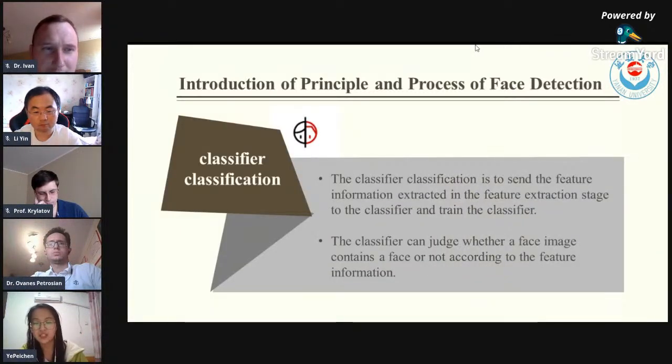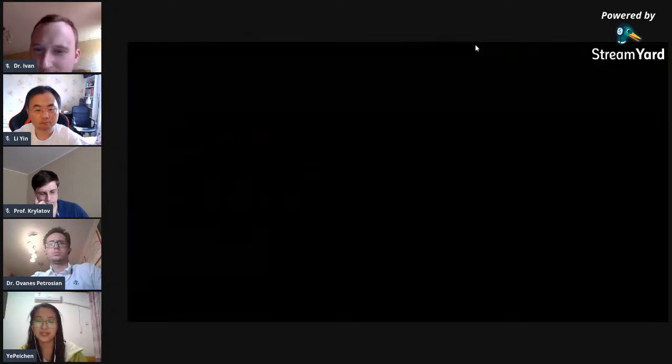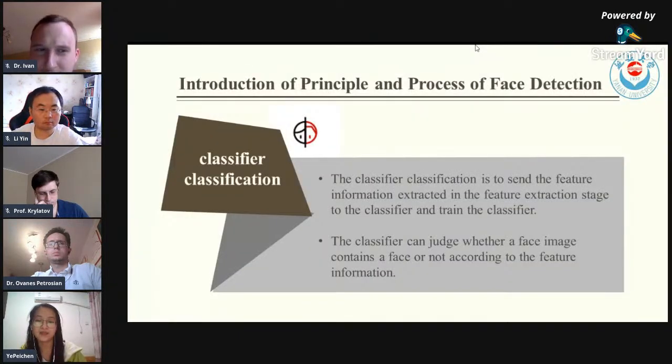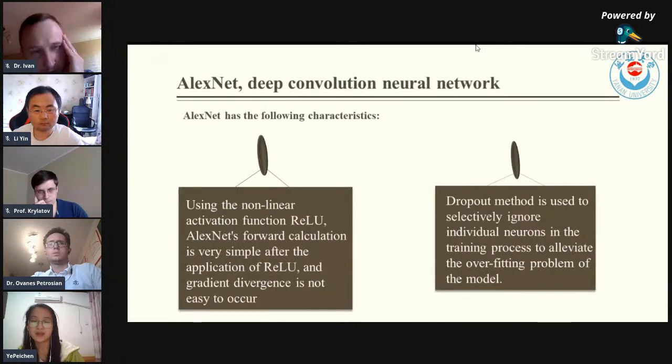Classifier classification is to send the feature information extracted in the feature extraction stage to the classifier and train the classifier, so that the classifier can judge whether a face image contains a face or not according to the feature information. The second part is the deep convolutional neural network AlexNet.